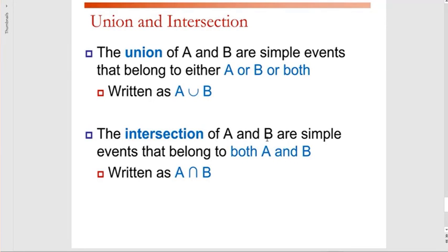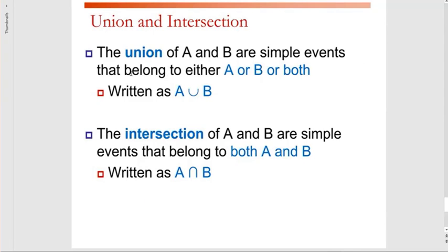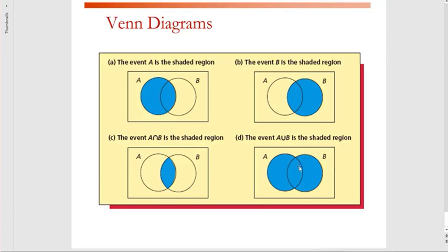The intersection of A and B are the simple events that belong to both A and B, written A intersection B. This is the area on the Venn diagram where they share in common, or where there's this overlap. The event A union B is the entire shaded area. The union of A and B are simple events that belong to either A or B, or both. This is written as A union B. And so this picture represents the simple events that belong to A or B, or both.